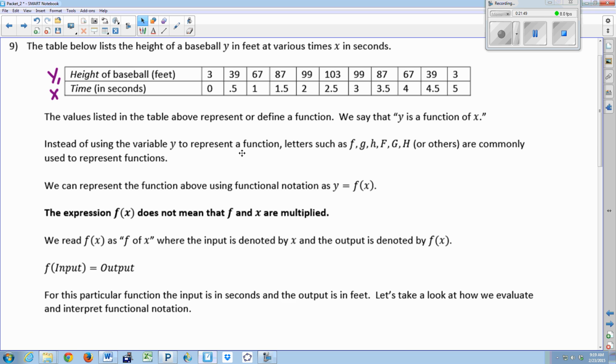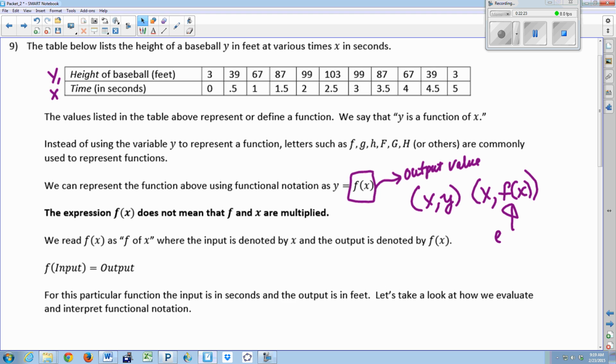And to make it very explicit that the output value y depends or is a function of the input value x, we use this new notation, and it's read f of x. Okay, this is the same. This represents an output value. So it takes the spot of y in your ordered pair. So now instead of x comma y, we would use x comma f of x.